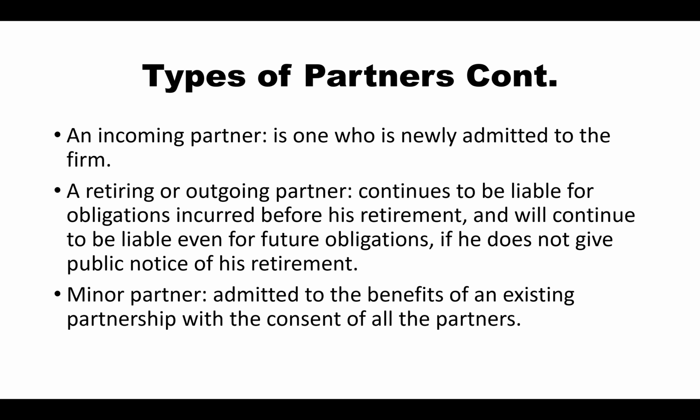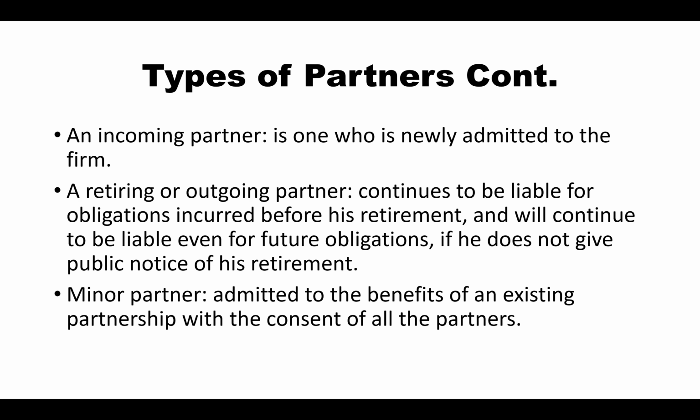He continues to be liable for obligations incurred before his retirement, and he will continue to be liable for future obligations if he does not give public notice of his retirement. So he is an outgoing partner. He continues to bear the obligations.